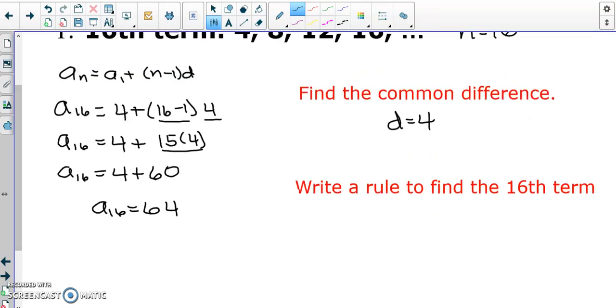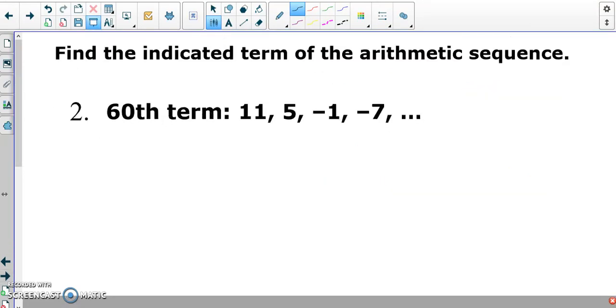Now for that second one on here, we want to know the 60th term. 11, 5, negative 1, negative 7. We don't really want to list that all the way out. So we've got to find our n, the term we're looking for, which is 60. Our d is our common difference, what we go up or down. So 11 to 5, go down 6. 5 to negative 1, we're going down 6. Negative 1 to negative 7, we're going down 6. So d is negative 6.